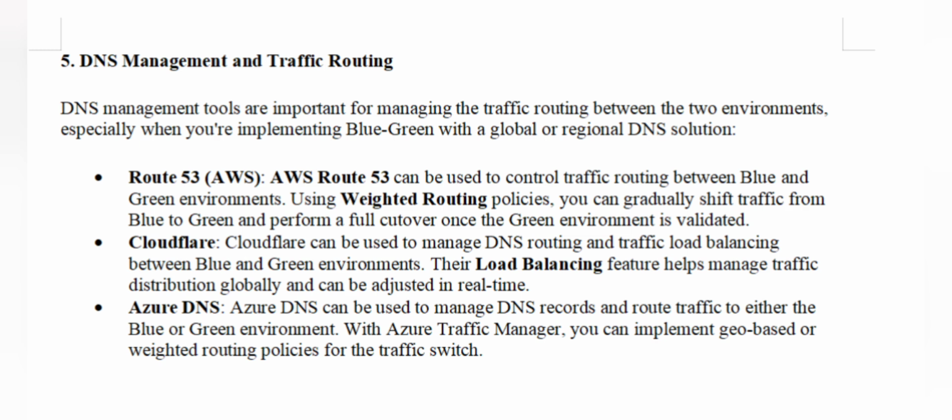The next is Cloudflare. Cloudflare can be used to manage DNS routing and traffic load balancing between blue and green environments. Their load balancing feature helps manage traffic distribution globally and can be adjusted in real time. The next is Azure DNS. Azure DNS can be used to manage DNS records and route traffic to either the blue or green environment. With Azure Traffic Manager, you can implement geo-based or weighted routing policies for the traffic switch.